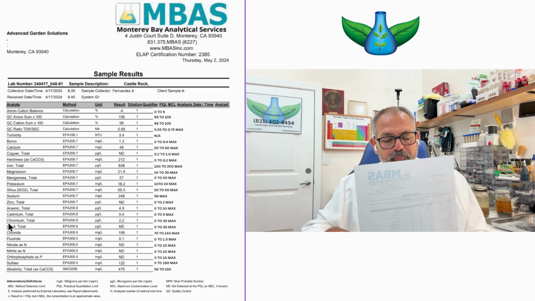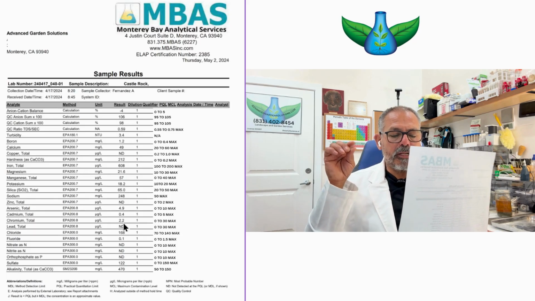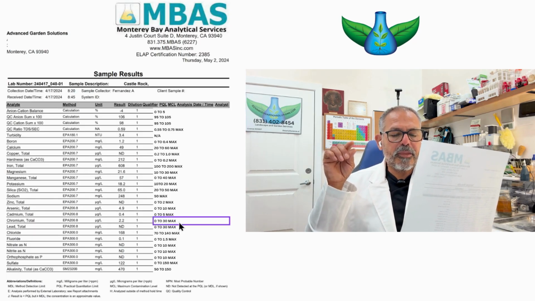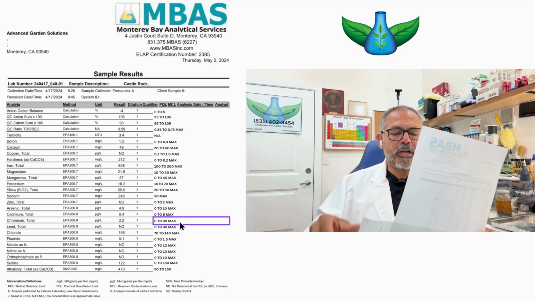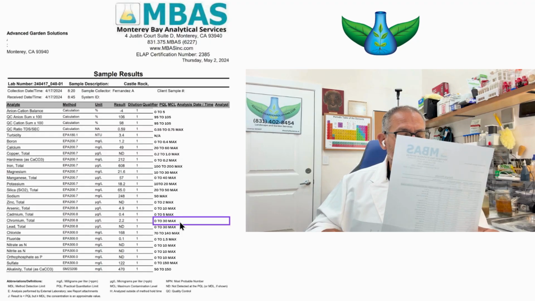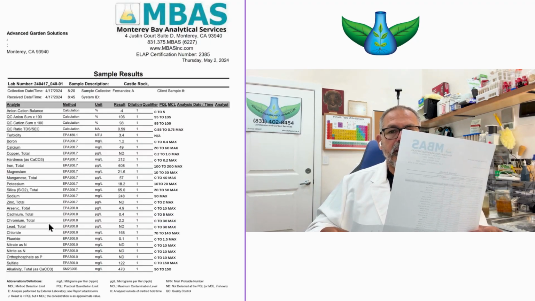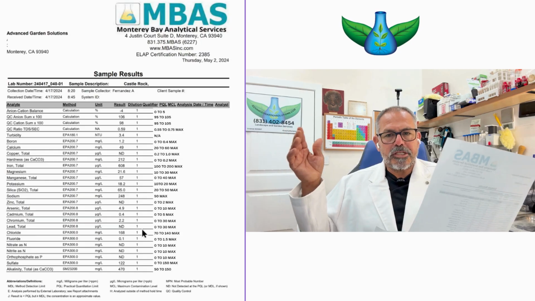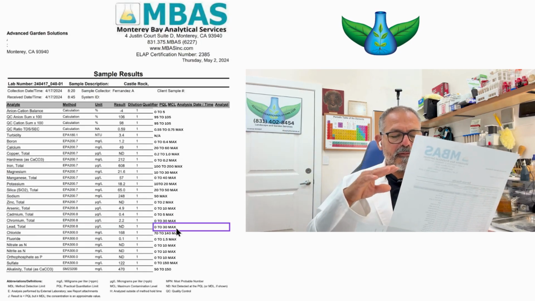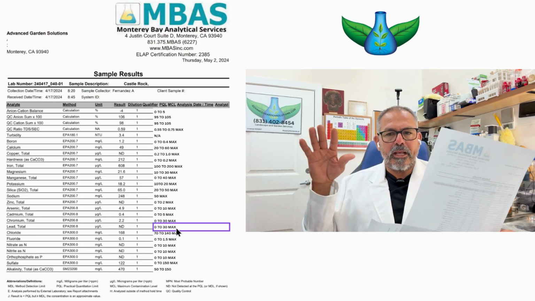Next is chromium. We have a level of 2.2 parts per million, which is okay since the acceptable range is between 0 and 30 parts per million. So chromium is fine in the water. Lead was not detected, which is good because we definitely don't want any lead in the water.